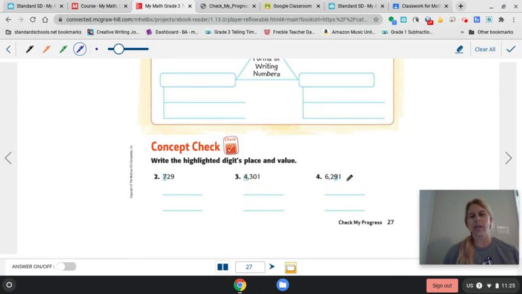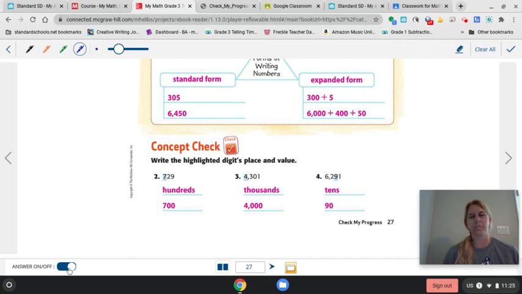Then come over here. I want you to go ahead and do number 3 and number 4. Write the place and then the value of the number: 4,301 and then 6,291. Go ahead and pause. So 4,301, the 4 is in the thousands and the value is 4,000. And 6,291, the 9 is in the tens place and the value is 90. You can see the answers now. Check your work, see how you did. Pause at any time during the video.